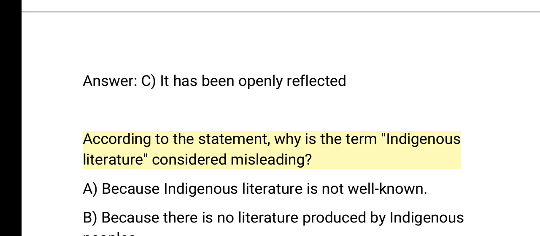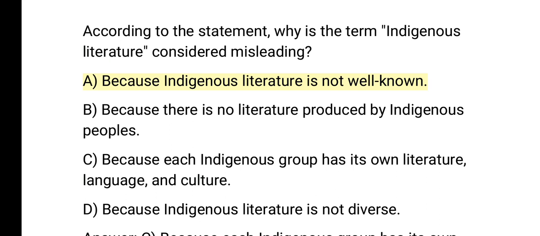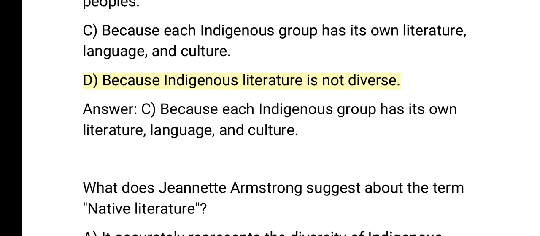According to the statement, why is the term Indigenous literature considered misleading? A. Because Indigenous literature is not well known. B. Because there is no literature produced by Indigenous peoples. C. Because each Indigenous group has its own literature, language, and culture. D. Because Indigenous literature is not diverse. Answer. C. Because each Indigenous group has its own literature, language, and culture.